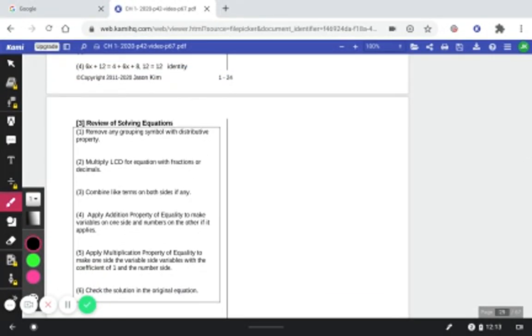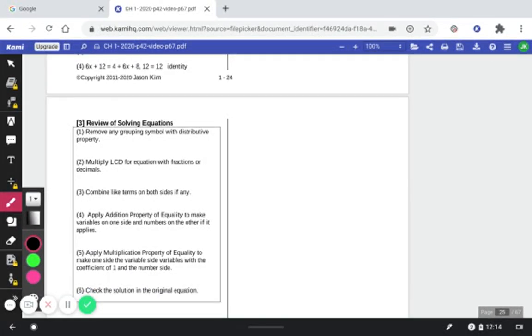Now, this is a review of solving equations. Remove any group symbols with the distributive property if you have more than one term. Multiply by the LCD for an equation with fractions or decimals. Now, combine like terms on both sides, if any. Apply the addition and subtraction properties of equality to put the variable on one side and numbers on the other side.